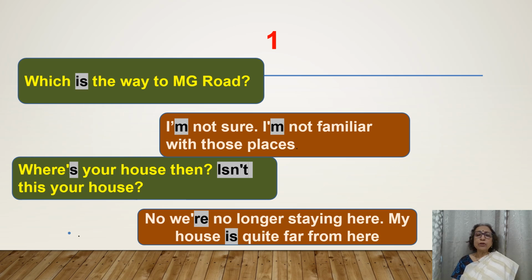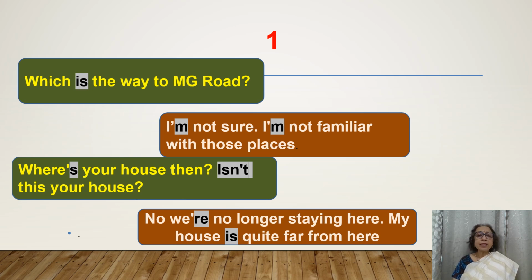No, we are no longer staying here. We are short form we're. So we say, we are no longer staying here. My house is quite far from here. Instead of saying my house is, you can also put an apostrophe and s and say, my house's quite far from here. So the auxiliaries are put in a manner in which the conversation becomes shorter, more concise, and then you have to repeat them.